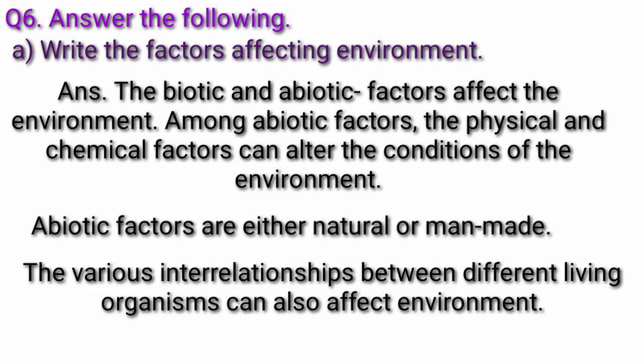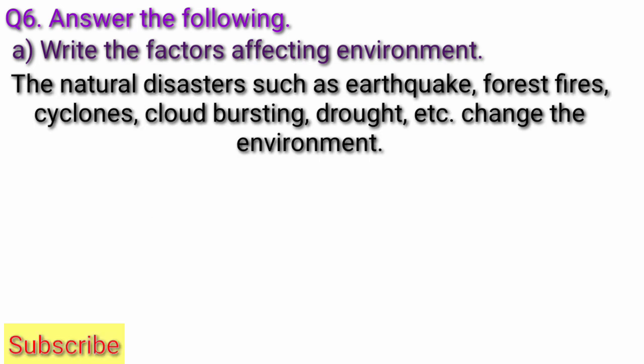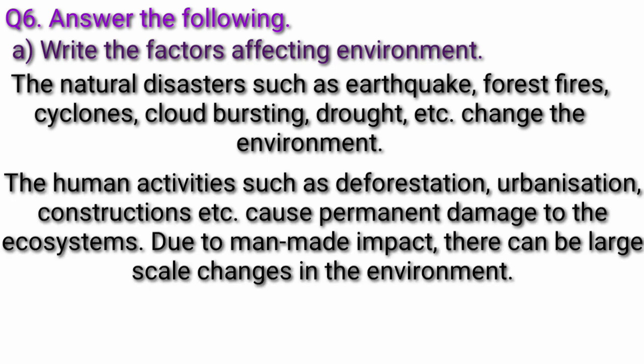The various interrelationships between different living organisms can also affect the environment. The natural disasters such as earthquake, forest fires, cyclones, cloud bursting, drought, etc. change the environment. The human activities such as deforestation, urbanization, construction, etc., cause permanent damage to the ecosystems. Due to man-made impact, there can be large scale changes in the environment.